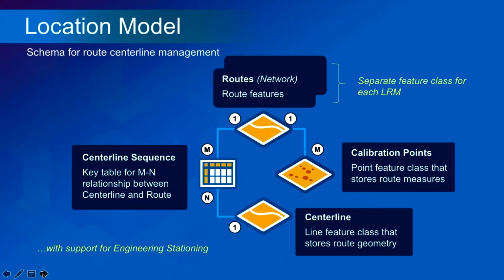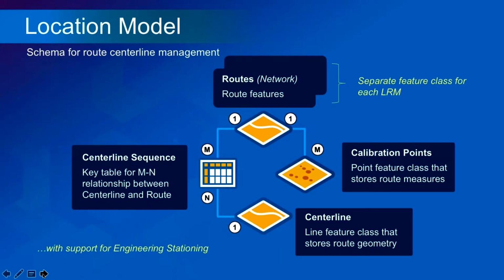From there, centerlines are consumed into routes, and routes are also part of a network. A network basically is a common set of measuring system for a pipeline. So engineering stationing would be a network, continuous stationing might be a separate network, mile posting might be its own network, or odometer readings could be its own network. Inside of those networks we have routes.